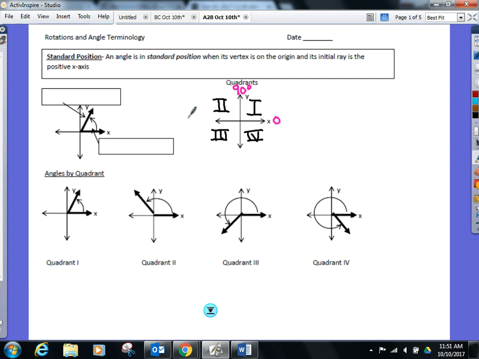Over here is going to be 180 degrees. And down here is going to be 270 degrees.